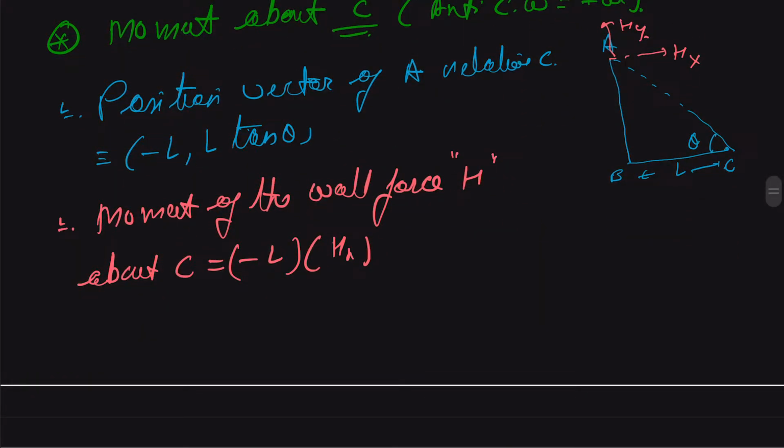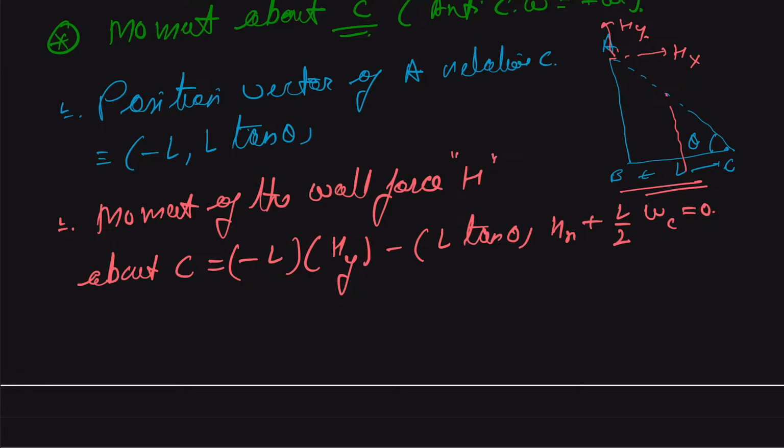And minus, and we have our L tangent of theta, sorry, this is H of Y, okay, because H of Y is the lever arm distance over L, and the minus L of tan theta, and this is our H of X, and there will be a weight that will be plus L by 2, and we have this as W of C is equal to 0, okay, because this is our W of C, and that will be equal to 0.